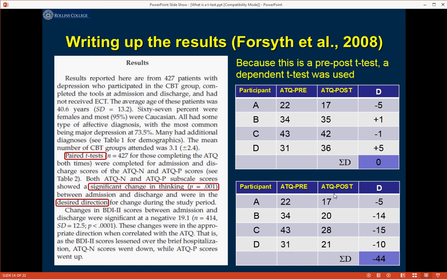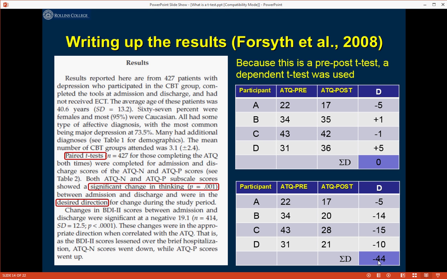Now we go down to the next paragraph, and here's where I'm going to begin to focus more on the writing. What they write in the next paragraph is: changes in BDI-2 scores between admission and discharge were significant and a negative. They actually spelled out "negative," which is interesting. I don't know if I've ever seen that before. 19.1, and then they reported the N rather than degrees of freedom, the standard deviation, and then a p-value.